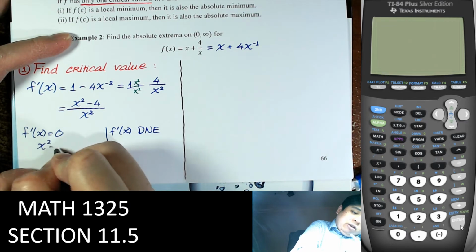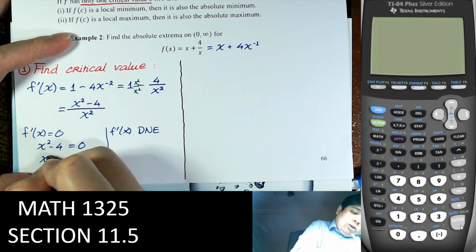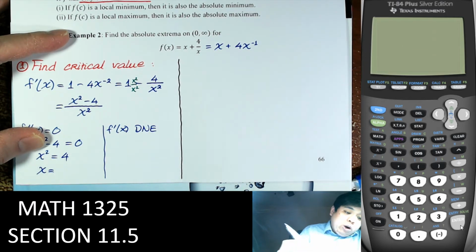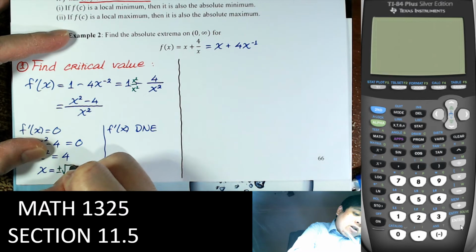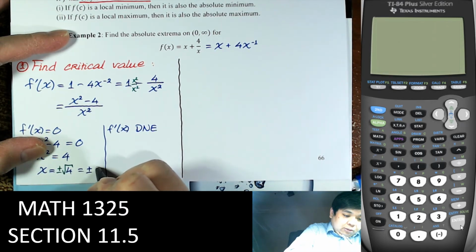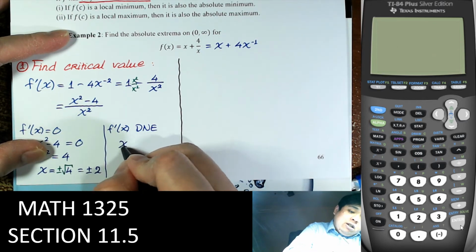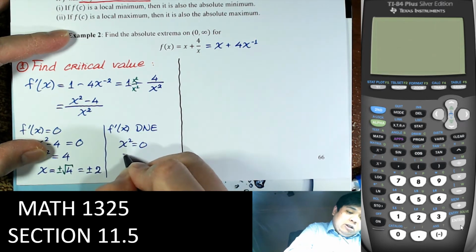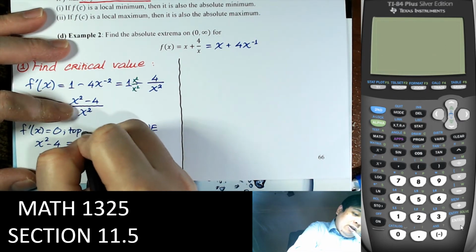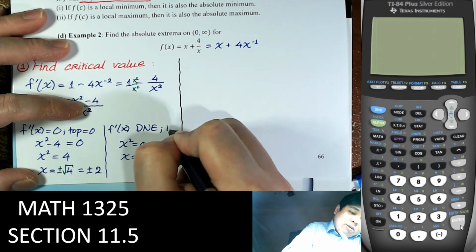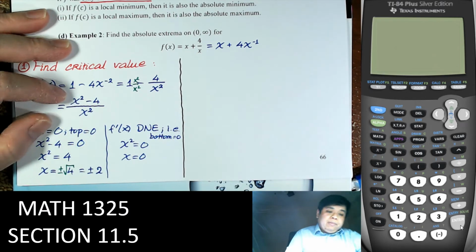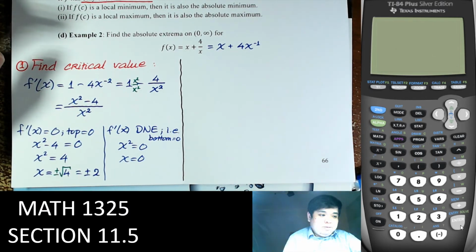So x squared minus 4 equal to 0. We have x squared equal to 4. Don't forget that if we take the square root on both sides, there should be a plus or minus. And does not exist when the bottom equal to 0. Right. So equal to 0 meaning the top is 0. We talk about that. Does not exist meaning the bottom is 0. So you have 0 and plus or minus 2.